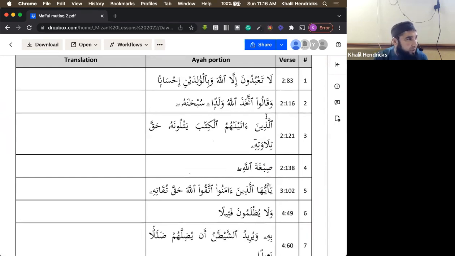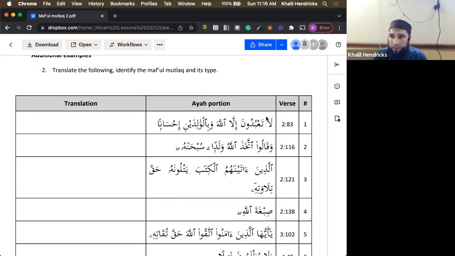And all of these were now slightly more advanced. I think you see the problem with Maf'ul Mutlaq is this: when you look in the Quran for examples, most of the examples of a Maf'ul Mutlaq are higher order examples. Most of them are not straightforward, with a fi'l with a set of root letters and then its exact masdar in nasb, either with a number or a sifa.